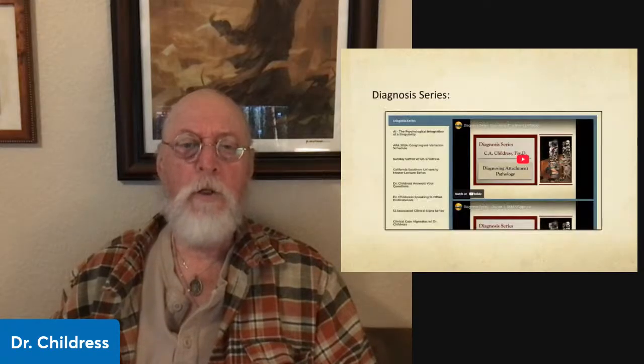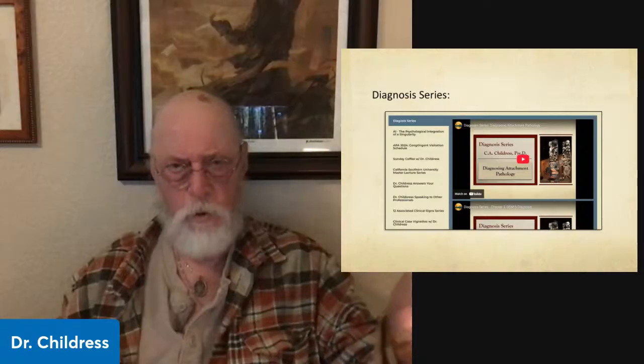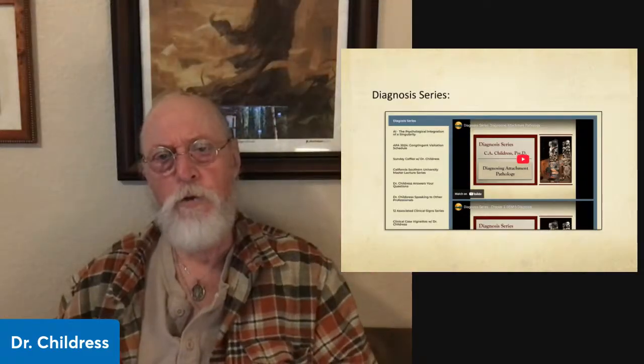Dr. Childress here. Today I'm going to be talking about the diagnosis series that I have up on YouTube, because that's pretty substantial at this point. I just put up the attachment description, the diagnosis of attachment pathology in the family courts. This is an attachment pathology problem in the love and bonding system of the brain. That's now up on YouTube and it's on a playlist over on my YouTube channel.